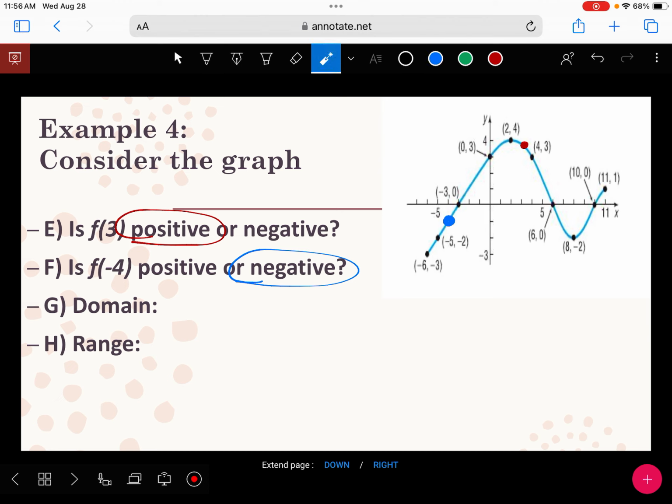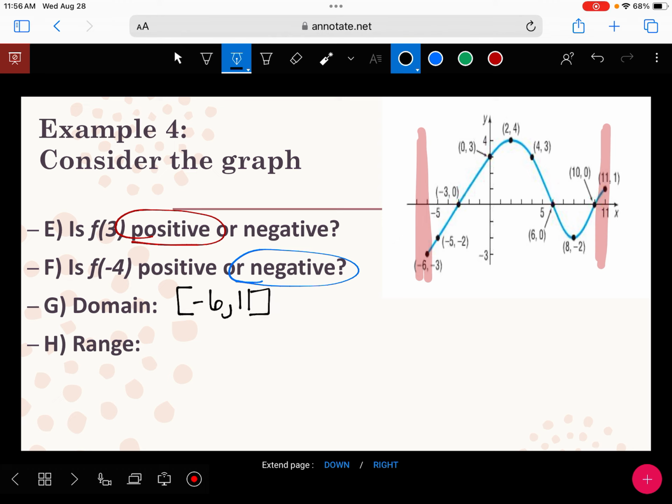All right, your domain. So when I'm looking at my domain, I'm going from the far left to the far right. So far left, the graph goes from here to here. What are the x values where I put those two lines? -6 to 11. So that would be your domain. And they would have a bracket because they're included.